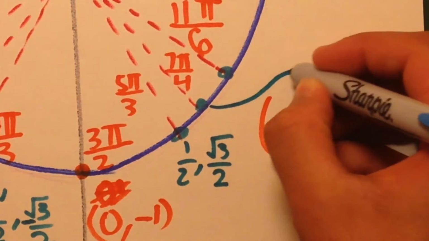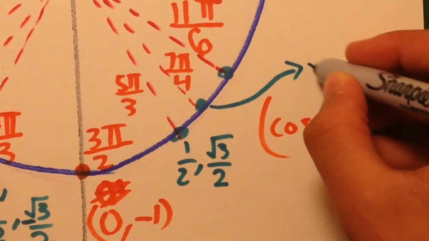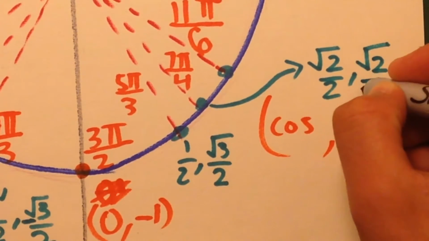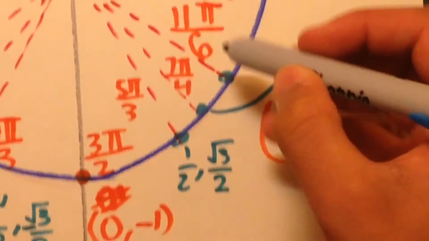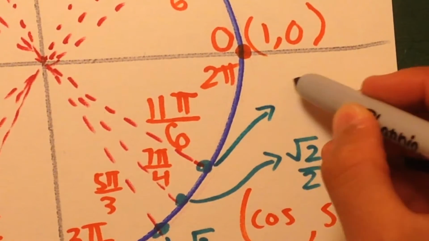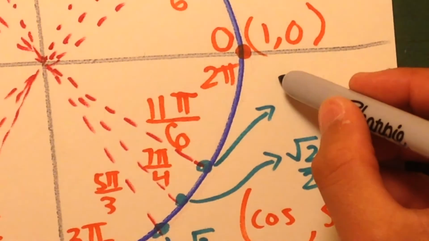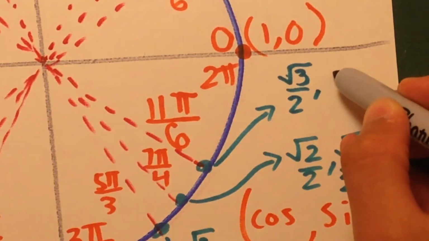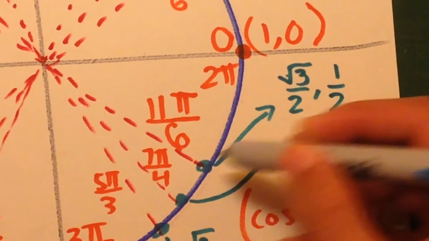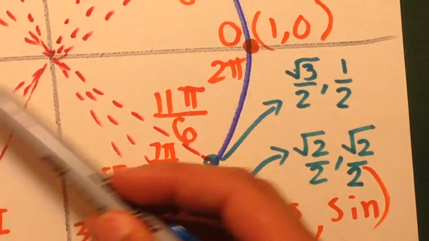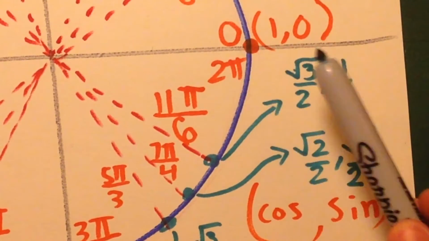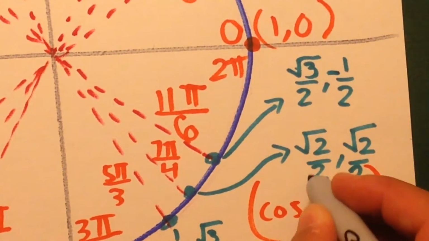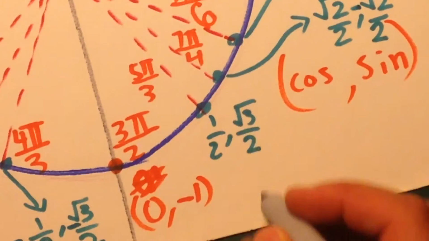And here let me draw a line. Square root of 2 over 2 comma square root of 2 over 2. And then here I'm going to draw another line. It's going to be square root of 3 over 2 comma a half. Now which one's positive, which one's negative? The x here is positive, but the y is negative since we're down. So the y is negative.